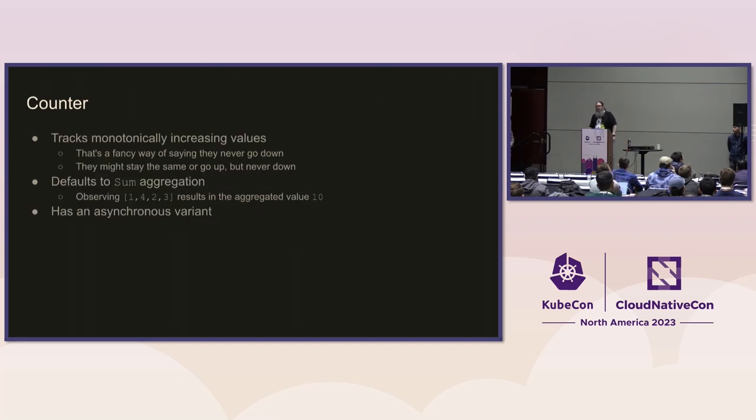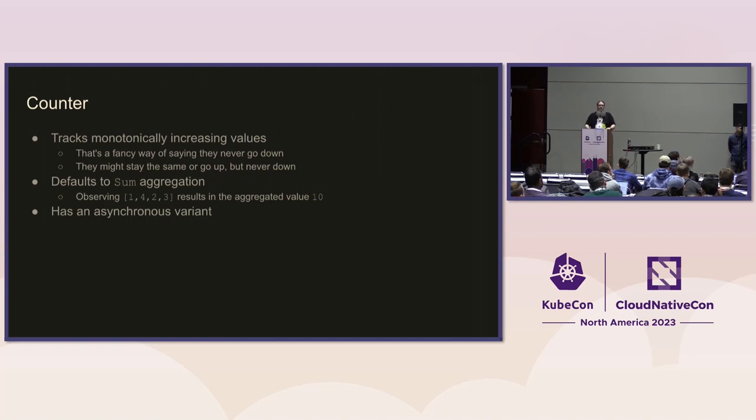So the types of instruments that we have: a counter, which is probably the simplest kind of instrument. These track monotonically increasing values. That means the value only ever stays the same or goes up. It can never go down. This is important for some metric systems that expect that property of counters that they're looking at so that they can effectively make assumptions about those data. It defaults to a sum aggregation.